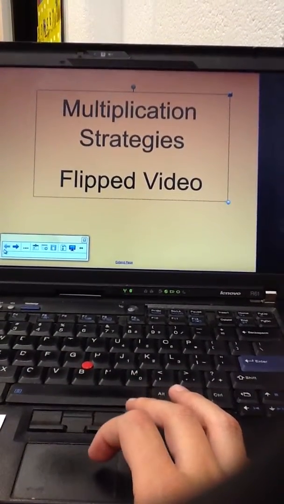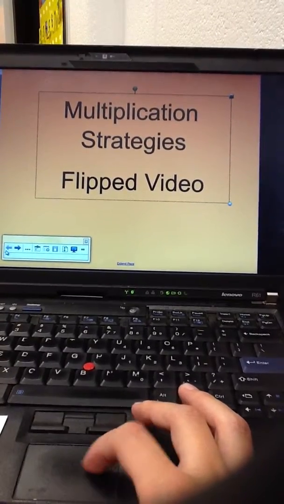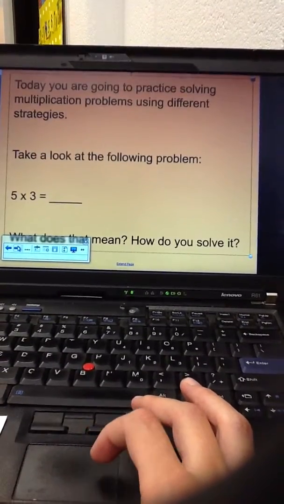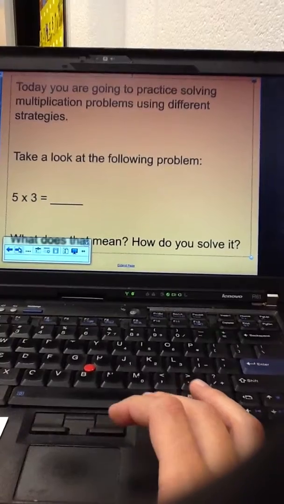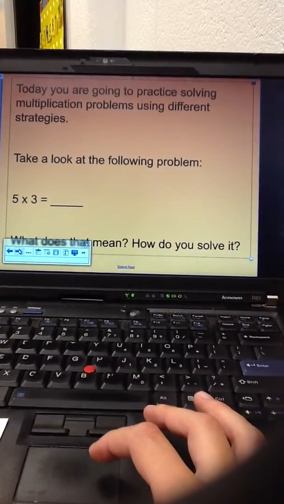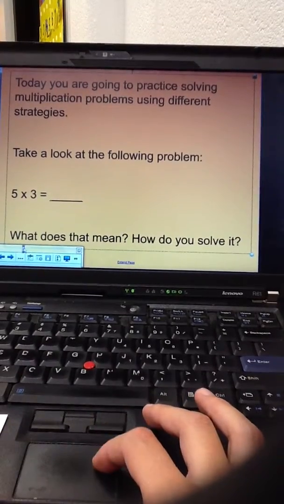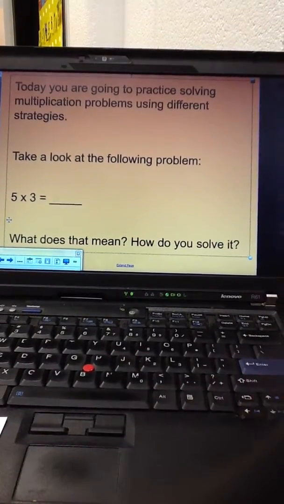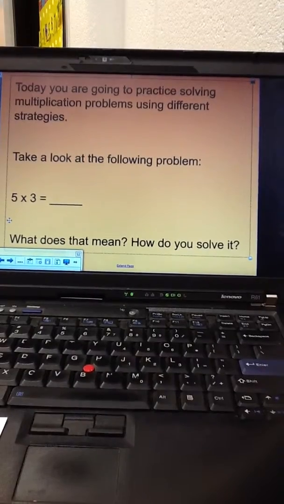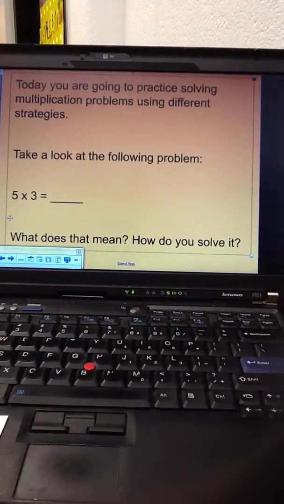Today you're going to watch a video called Multiplication Strategies Flipped Video. Today you're going to practice solving multiplication problems using different strategies. So take a look at the following problem. This problem says 5 times 3 equals blank. What does that mean? How do you solve it?